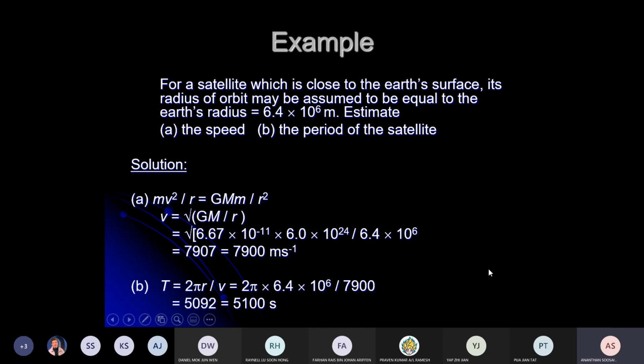Okay, so let's see. Another thing: the speed required is 7,900. Let's see the period of the satellite at the surface of the Earth. If you launch at the surface of the Earth, what is the period it could have? We use period is 2 pi r over v, or we can use T squared, which we just derived: T squared equals 4 pi squared over GM times r cubed. You get 5,100 seconds, about less than 2 hours. Less than 2 hours, it's going to hit you from the back. You can go circulating the circle. This is unique for our planet.